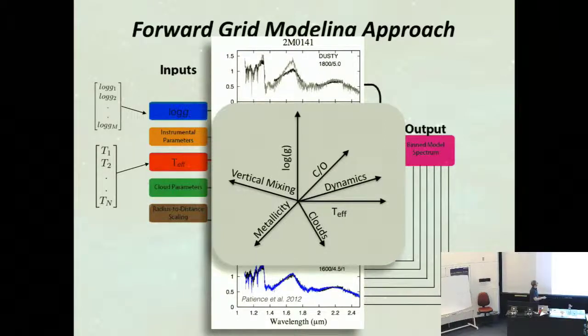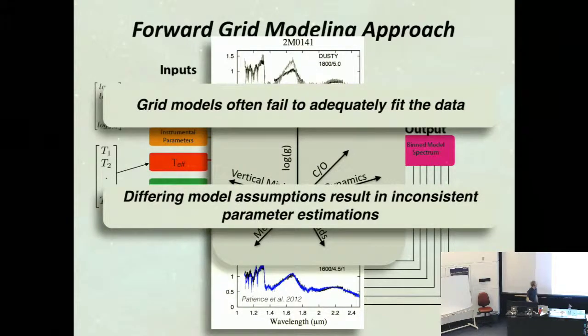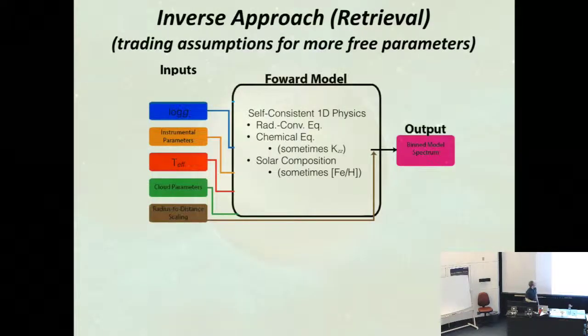So these are all the things that we hope to learn about these objects, but it's really hard to generate grids of models as a function of all of these different dimensions. There's even more dimensions on here than I could draw. So the take-home point from this slide is that these grid models often fail to adequately explain the data. While they have all the physics, clearly they're missing something. Otherwise, they would match the data perfectly. They would match the spectra perfectly. And it's usually because differing model assumptions are at play, and it's often unclear what these different assumptions may be.